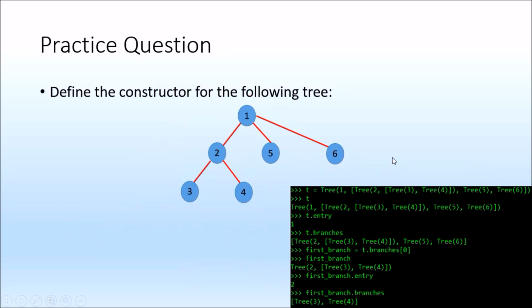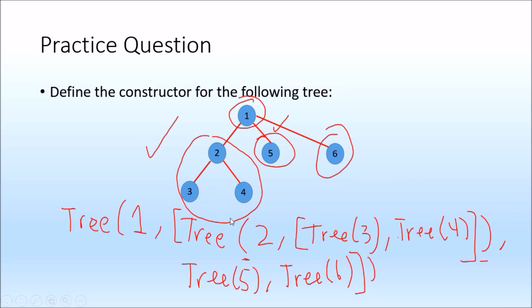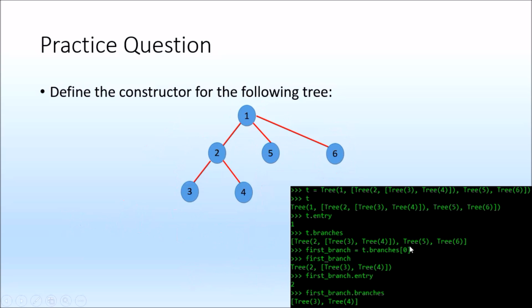Okay, so here I defined the following tree that I just drew out right there. So I had this, and that's basically copied here. All right, and so we first check the entry. It's 1, and then the branches of that. Hey, we have 3 branches: 1 here, 1 here, and 1 here.